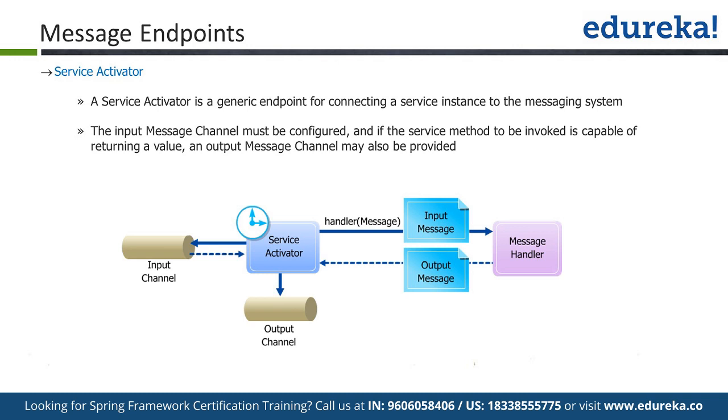One is input channel and one is output channel, and in between we have one service activator. So the input message channel must be configured, and if the service method to be invoked is capable of returning a value, an output message channel may also be provided. If you see here with the service activator, we have one handler which is handling the message, taking the message in the form of input.